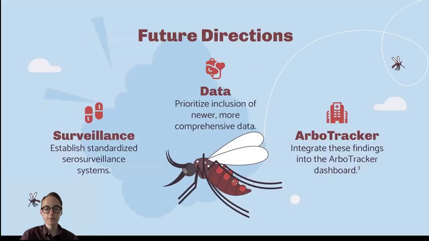Based on these findings, some future directions to follow are to first establish standardized serosurveillance systems to consistently and accurately track West Nile virus exposure, as well as expand evidence synthesis to include newer and more geographically diverse studies to increase the generalizability of these results. Lastly, to integrate these findings into the ArboTracker dashboard, which is an interactive living systematic review.